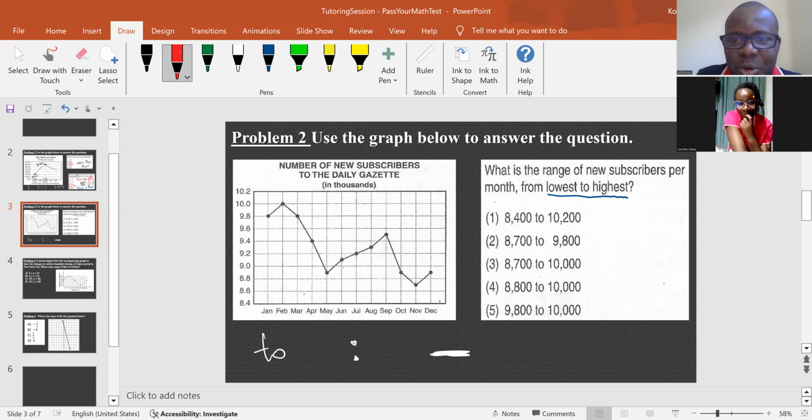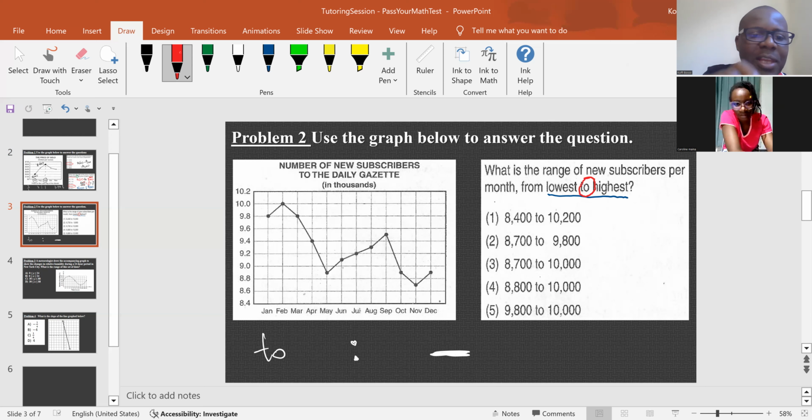So based on the previous question, do you want to try this one? What do you think will be the thinking from lowest to highest? But if there's something we have to understand, let's understand the graph first. They say number of new subscribers to the Daily Gazette, in thousand.